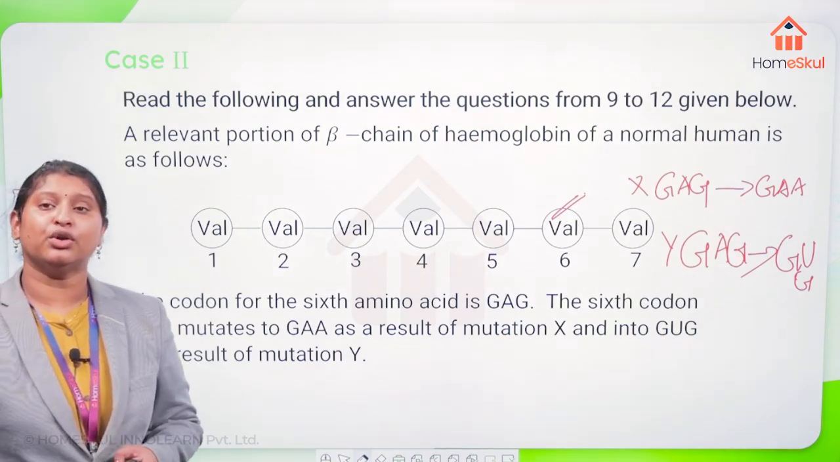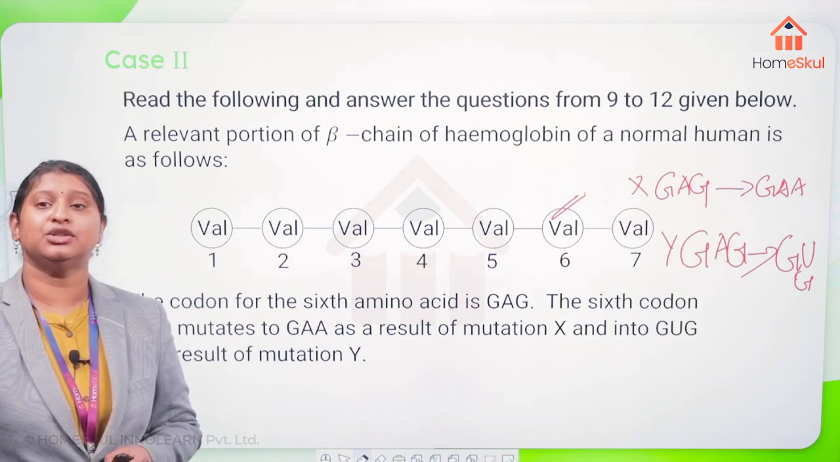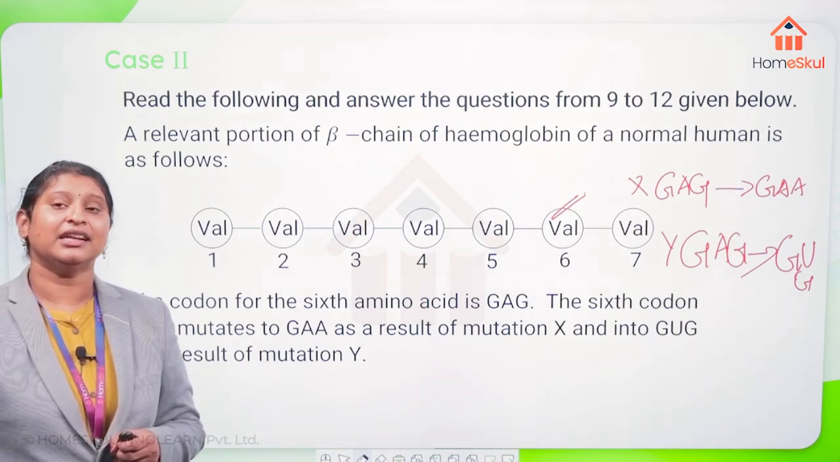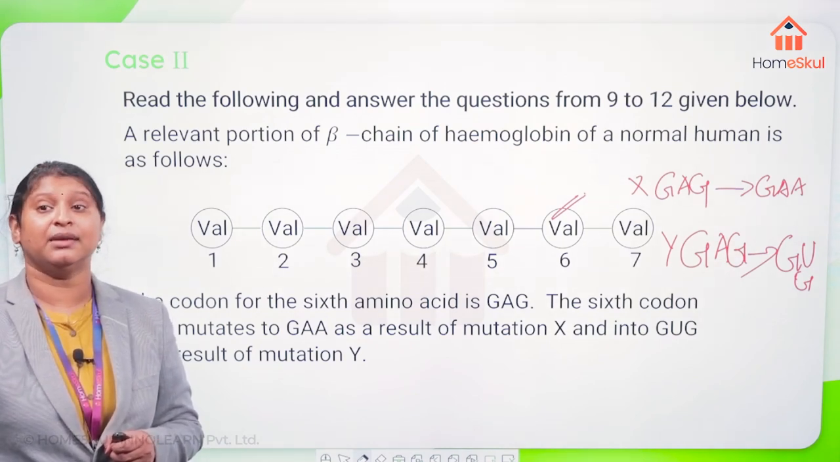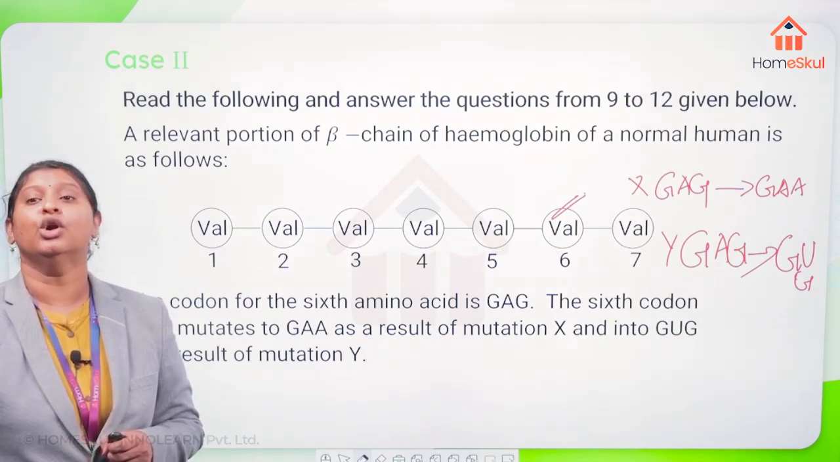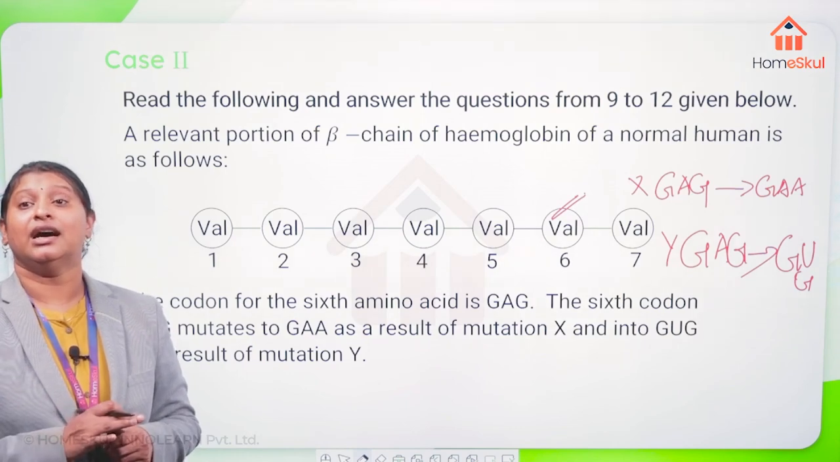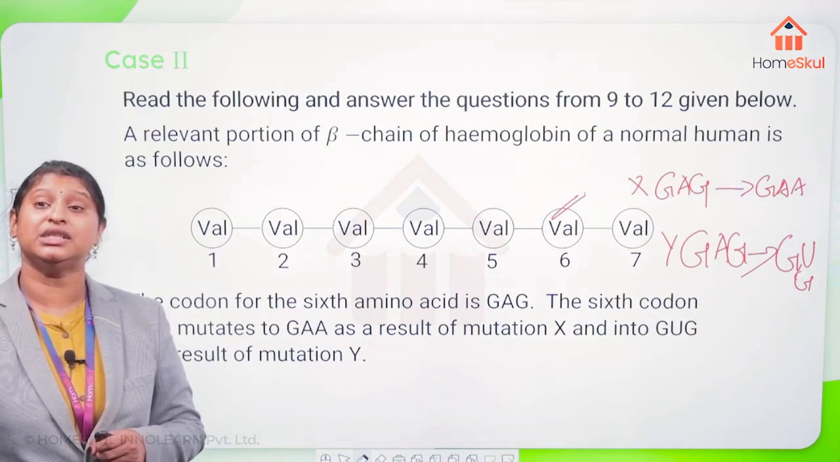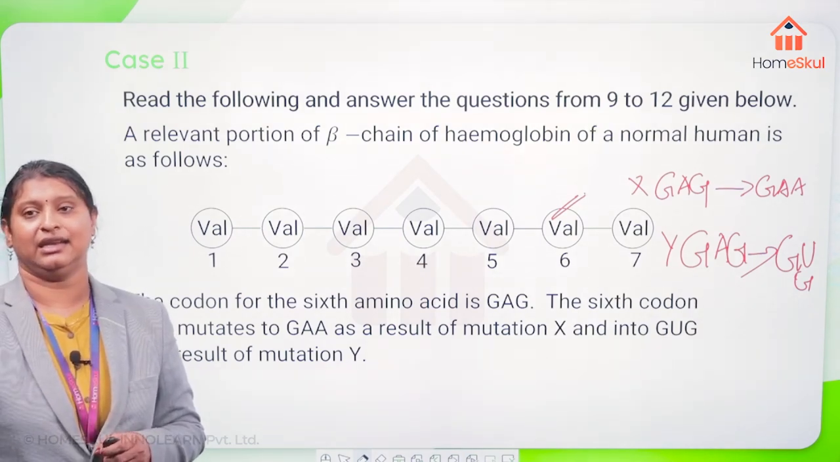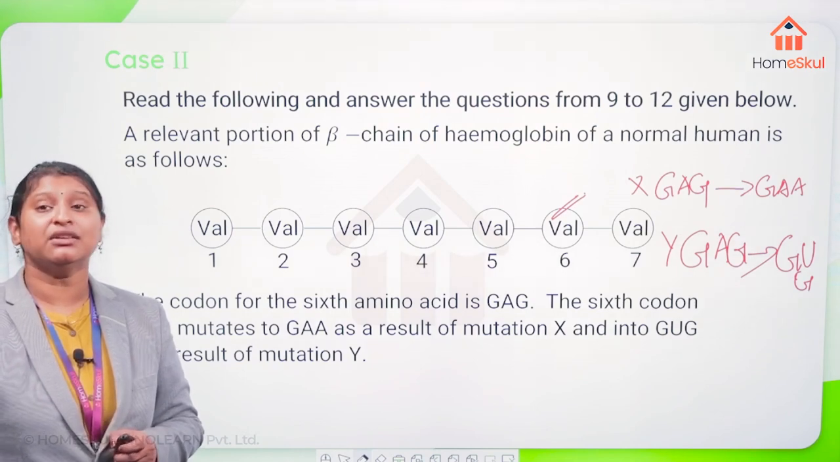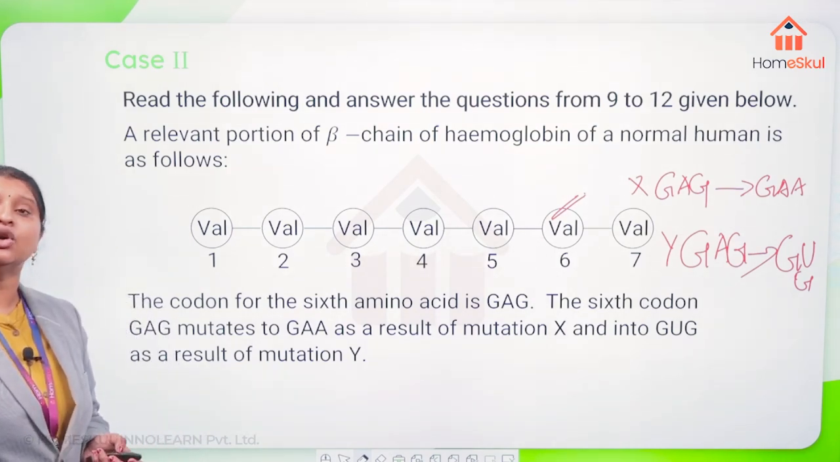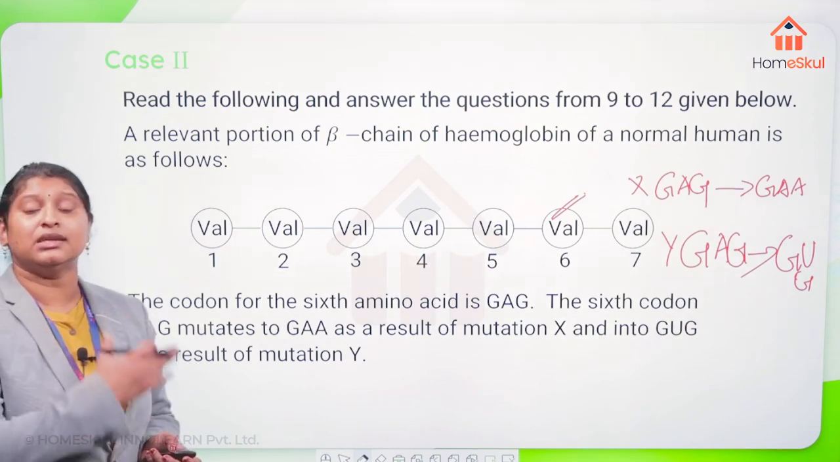GAG is the codon for glutamic acid, and during mutation X it is getting converted to GAA. That is also glutamic acid. That means it is a silent mutation, no change in amino acid. GAG, which is for glutamic acid, is getting converted to GUG, that is for valine. So in mutation Y, there occurs a change in amino acid.